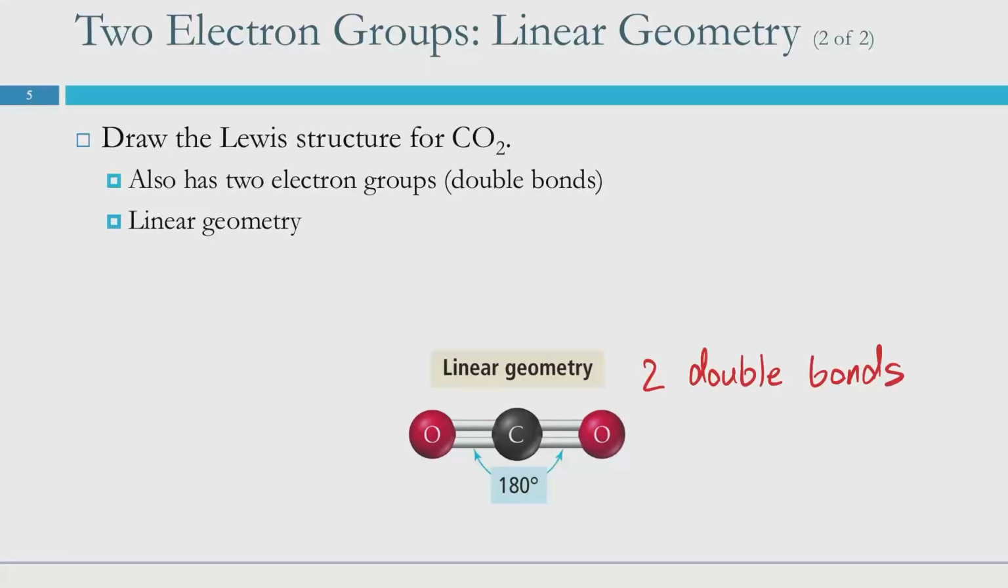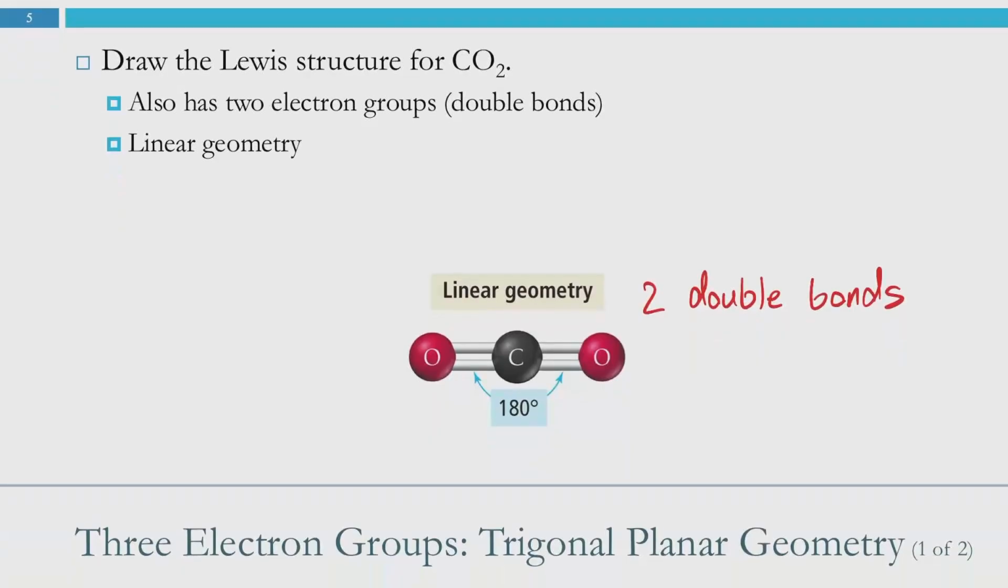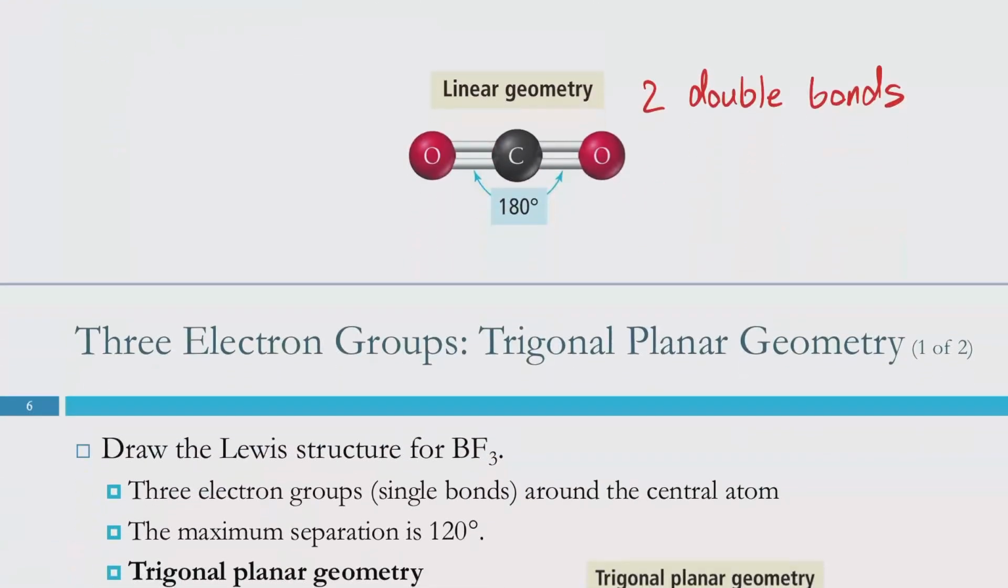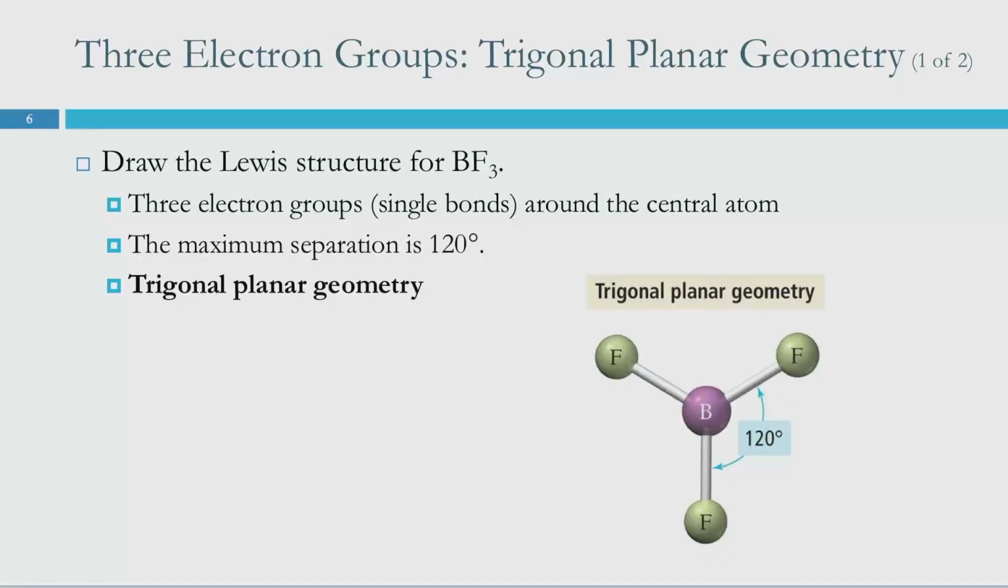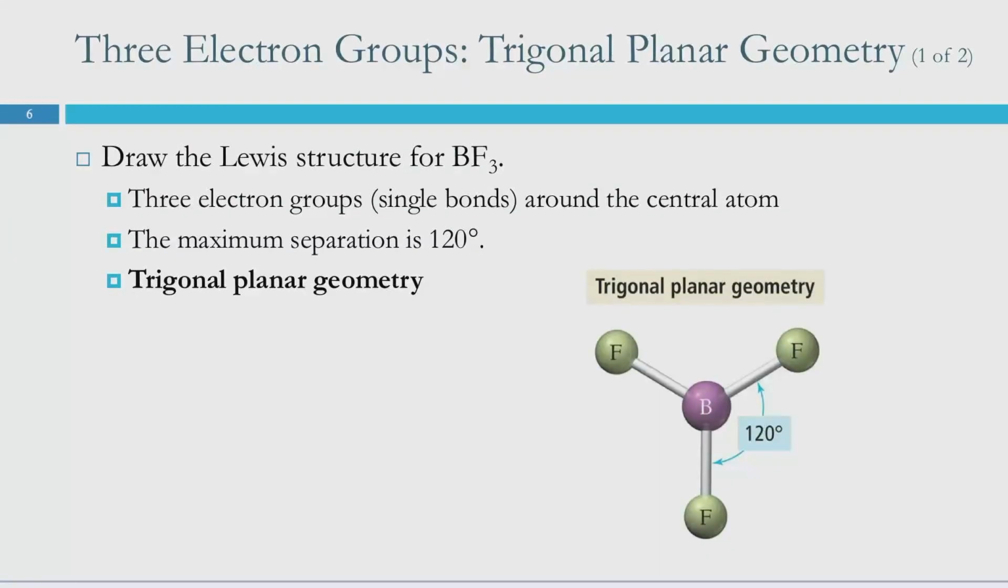Also has two electron groups, and so it also has linear geometry. So anytime you've got two groups, only two groups, it's going to be linear geometry. We can also have three groups. And with three groups, that would be something like BF3, boron trifluoride.